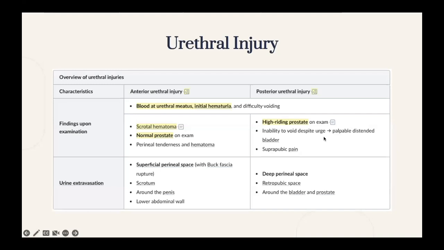There's also inability to void despite the urge, so the patient may present with acute urinary retention. There's also suprapubic pain. When you check for urinary extravasation, we would do a retrograde urethrogram. In anterior injury, it will show superficial perineal space extravasation. You can also see extravasation into the scrotum and around the penis or the lower abdominal wall. In posterior urethral injury, we will see deep perineal space extravasation, so somewhere around the prostate. We can also see retropubic space extravasation.